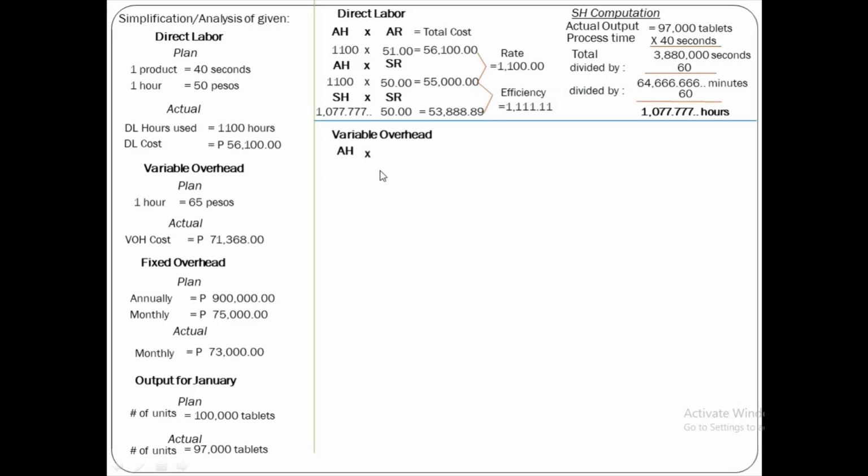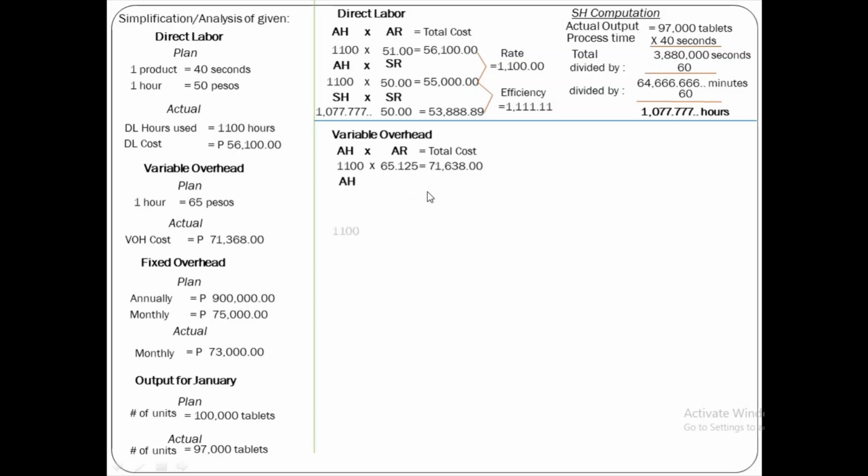So actual hours times actual rate equals the total cost. According to the problem, the actual hours is 1,100 and the total cost for variable overhead is 71,368. So let's derive the actual variable rate. This is not the same as the actual rate in the direct labor. This is what we call the actual variable overhead rate. So we're gonna get 65.125. So that's the actual variable overhead cost.